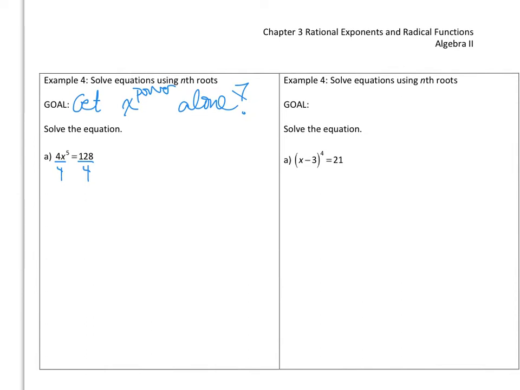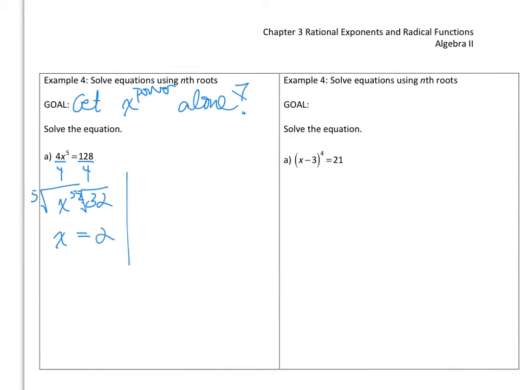When we divide by 4, we now have x to the 5th equals 32. And so now we have to ask ourselves, what is the opposite of raising something to the fifth power? We have two choices here. Our first choice is to take the fifth root of both sides. So I'm taking the fifth root of both sides. When I take the fifth root of x to the fifth, those cancel, leaving me with x, and the fifth root of 32 is 2.